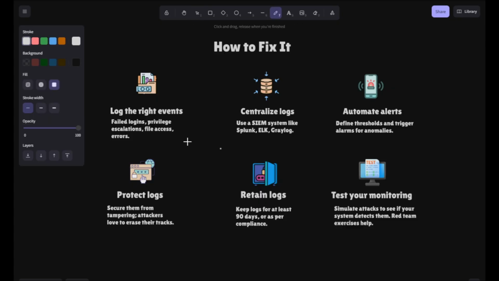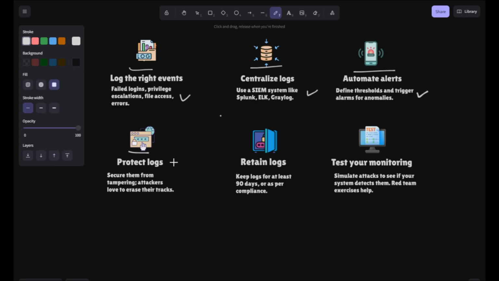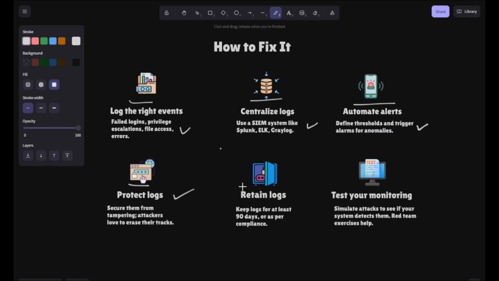How to fix it? Here are concrete steps to prevent logging and monitoring failures. 1. Log the right events: failed logins, privilege escalations, file access, errors. 2. Centralize logs. Use a SIEM, security event management system like Splunk, ELK, Graylog. 3. Automate alerts. Define thresholds and trigger alarms for anomalies. 4. Protect logs. Secure them from tampering. Attackers love to erase their tracks. 5. Retain logs. Keep logs for at least 90 days or as per compliance.